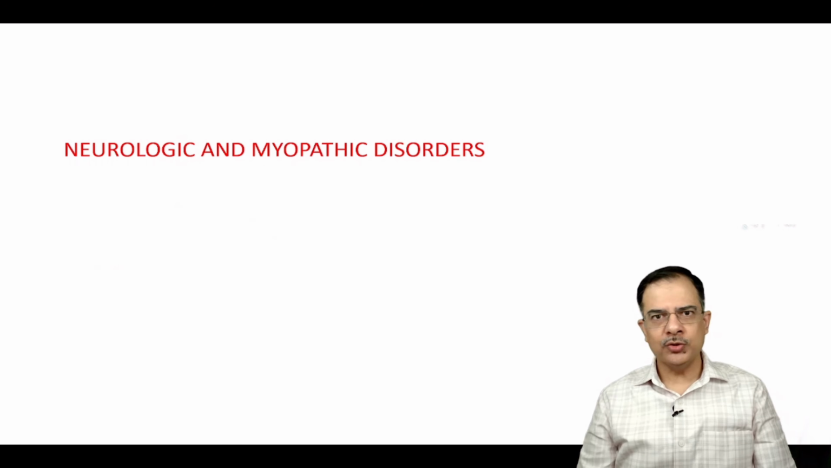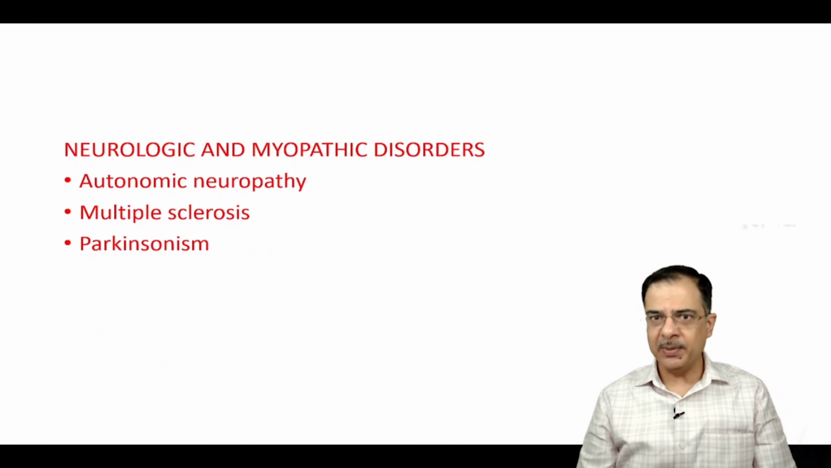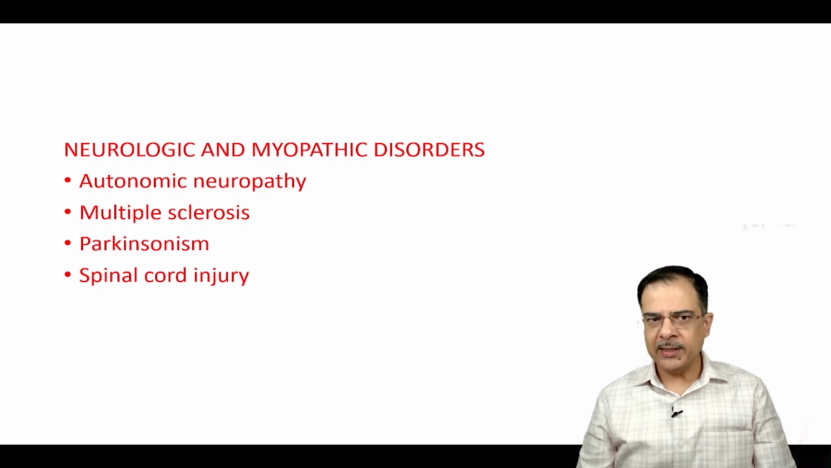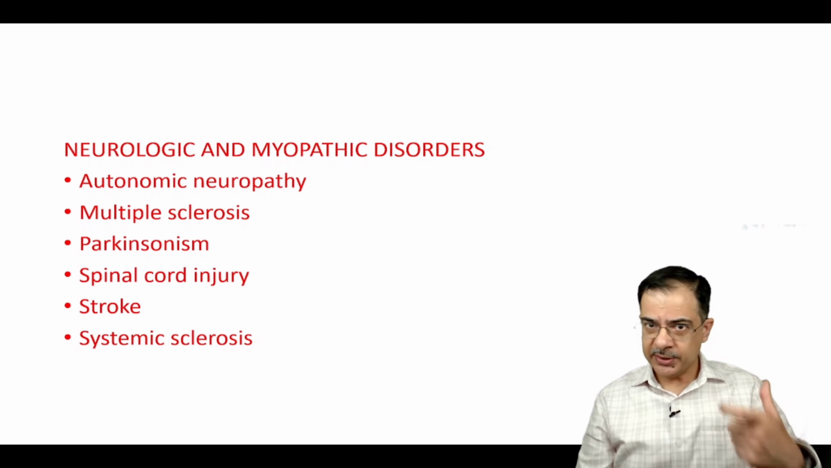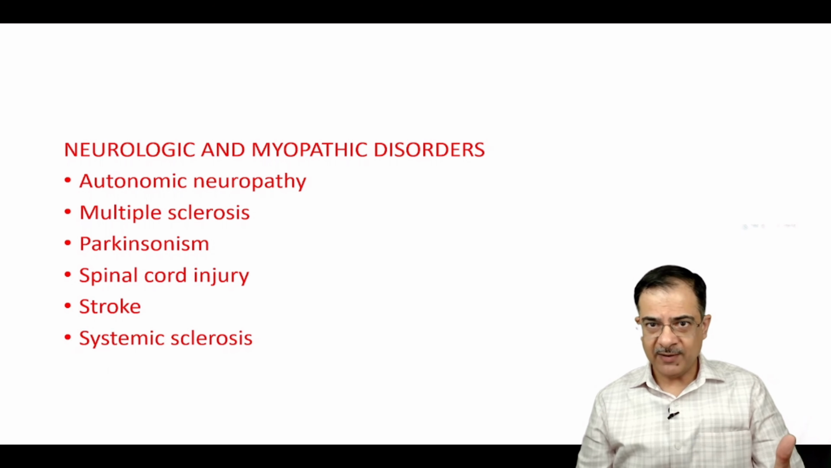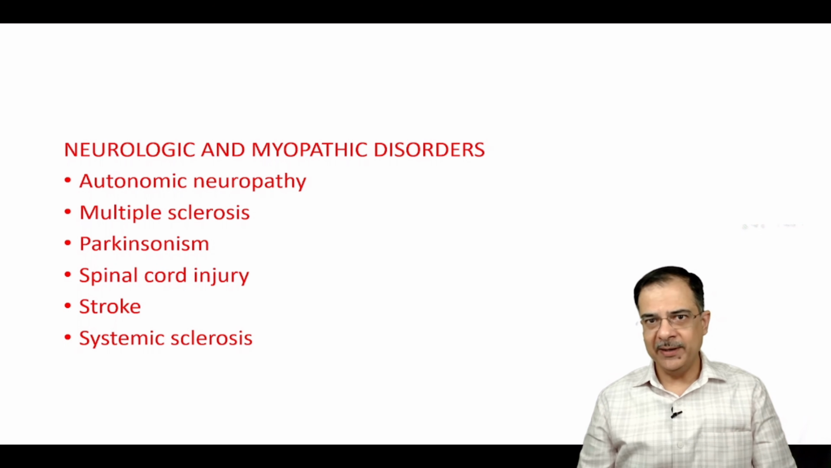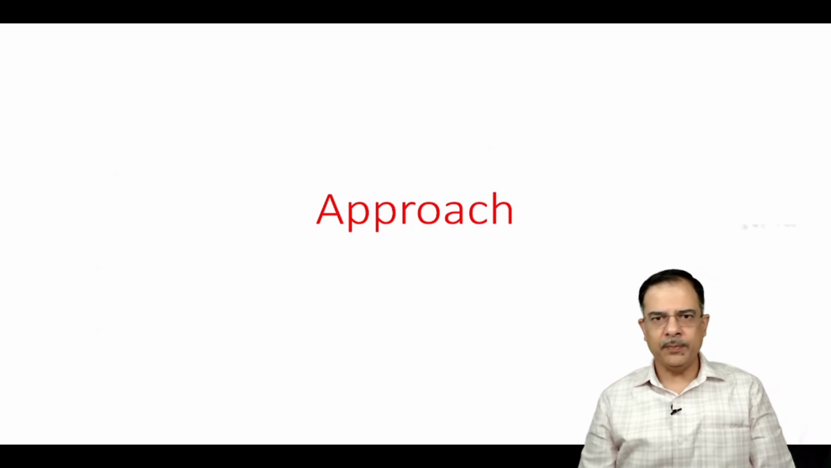Neurological or myopathic disorders, because of nerve damage: autonomic neuropathy, multiple sclerosis, Parkinsonism, spinal cord injuries, patients of stroke, systemic sclerosis. In systemic sclerosis, smooth muscle fibrosis occurs, and that will lead to decreased peristaltic movements. Now comes the approach.